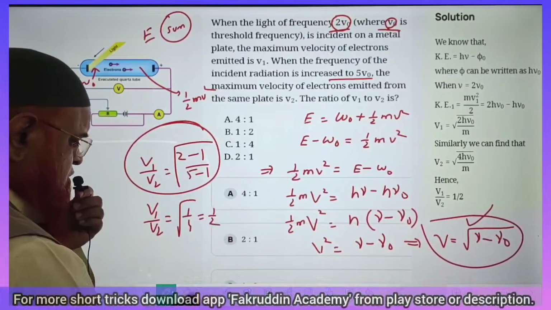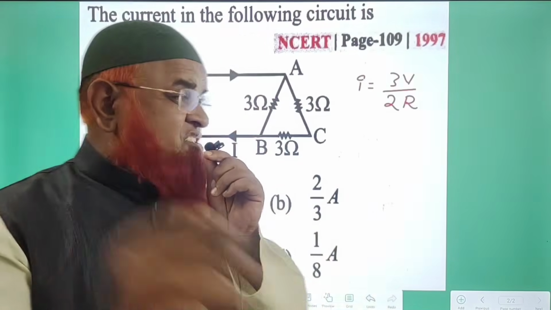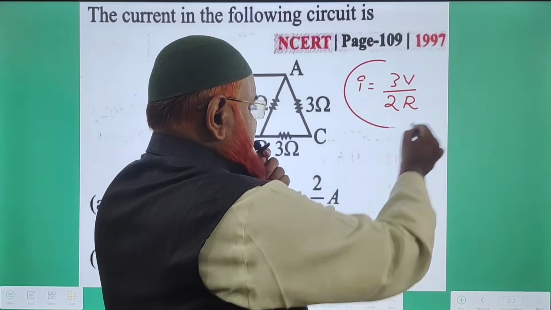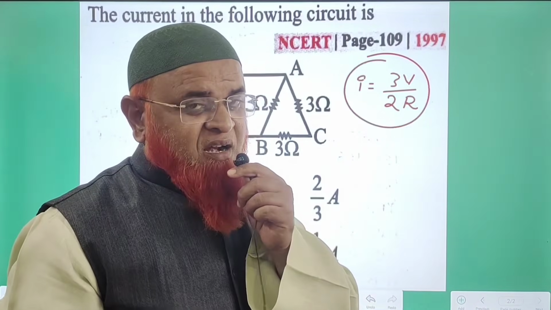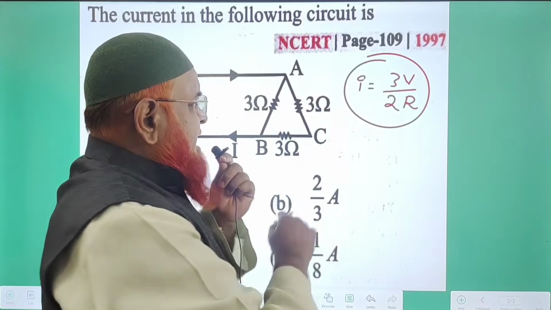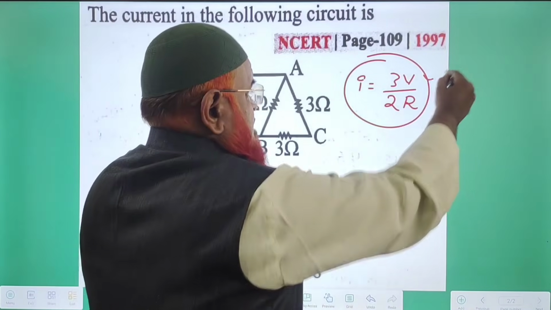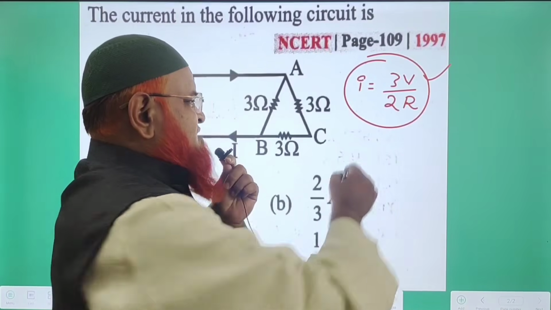Your answer is 1 by 2. That's it. My dear students, whenever this type of problem will come, a simple trick is, you have to apply I is equal to 3V by 2R. Whenever there is an equilateral triangle having equal resistance and there is a potential given here, the formula is just 3V by 2R. Your answer is ready.